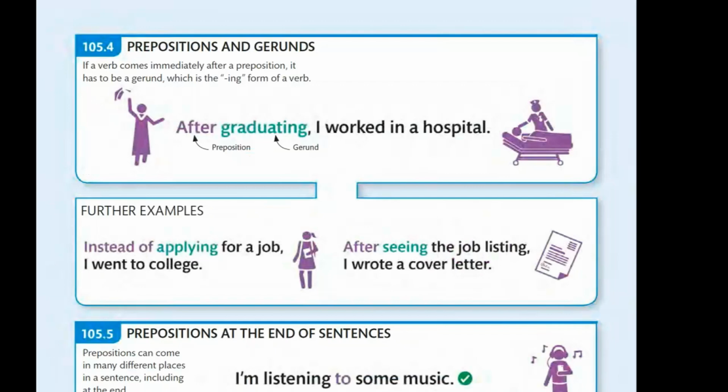Let's talk about prepositions and gerunds. If a verb comes after a preposition, it has to be a gerund, which is the ing form of a verb. A gerund is formed by using the ing form. Whenever we are using a verb that comes after a preposition, it has to be a gerund.